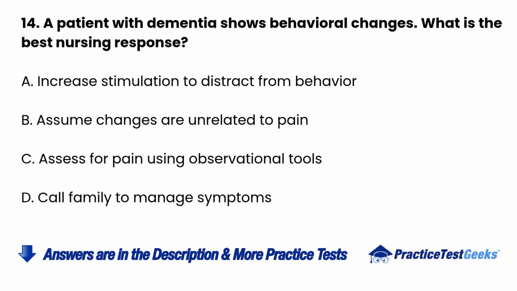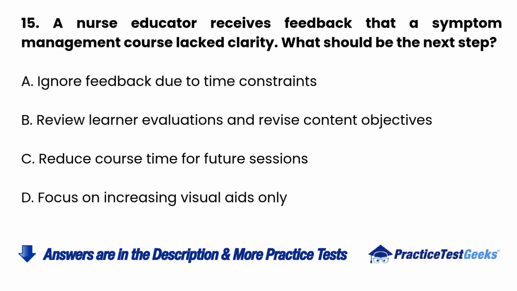A. Increase stimulation to distract from behavior. B. Assume changes are unrelated to pain. C. Assess for pain using observational tools. D. Call family to manage symptoms. 15. A nurse educator receives feedback that a symptom management course lacked clarity. What should be the next step?